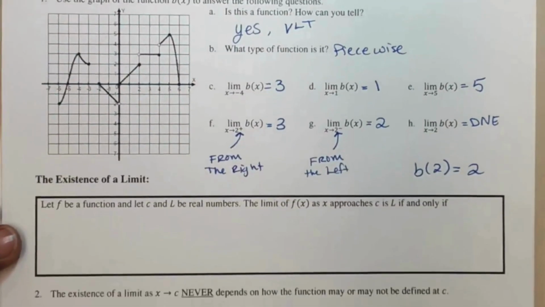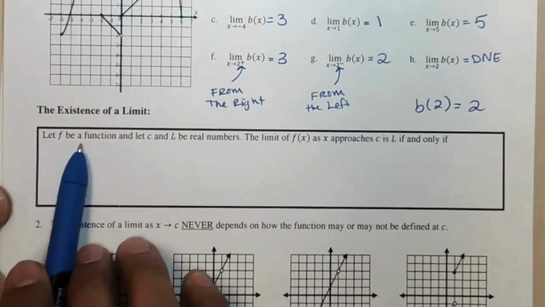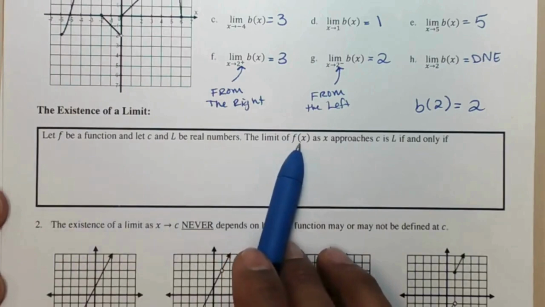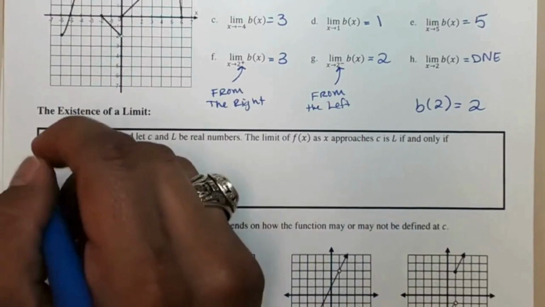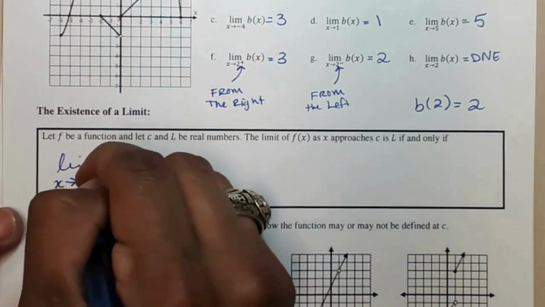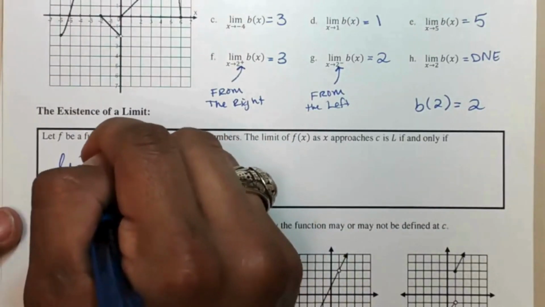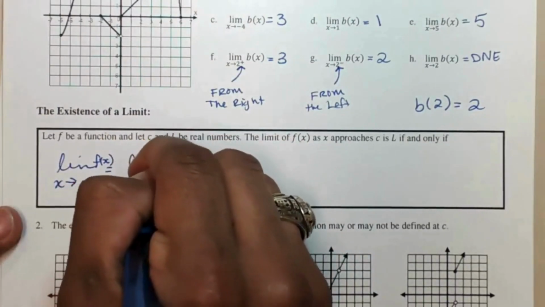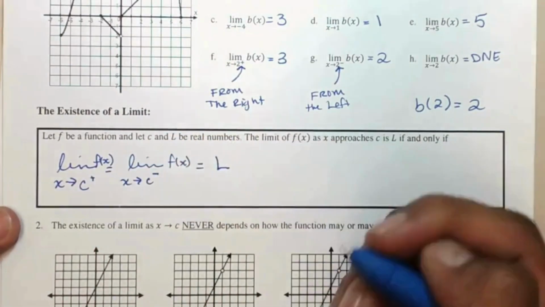So how do we know if there is a limit of something? Well, we're going to let f be a function and let c and L be real numbers. The limit of the function as x approaches c is L if and only if the limit of f(x) as x approaches c from the left equals that same value L.